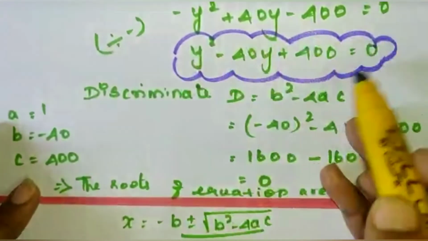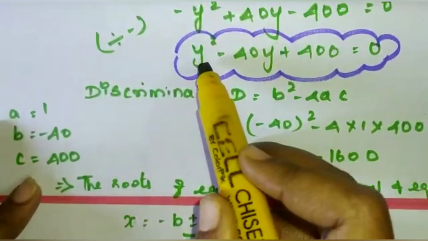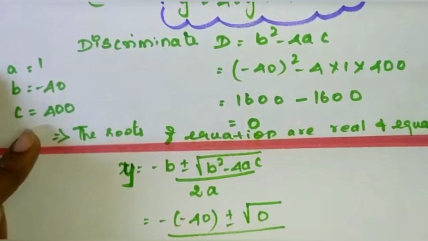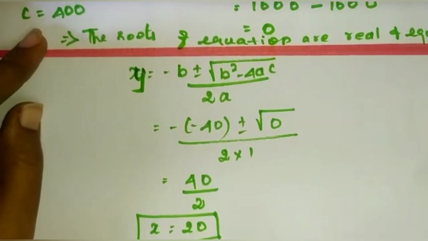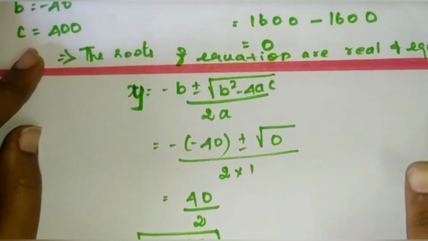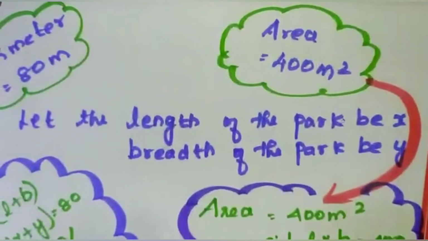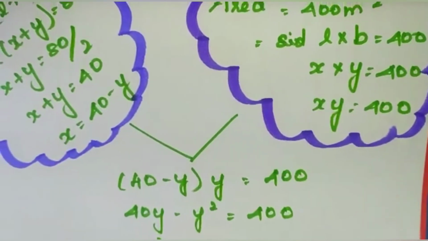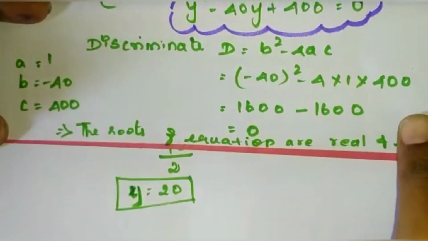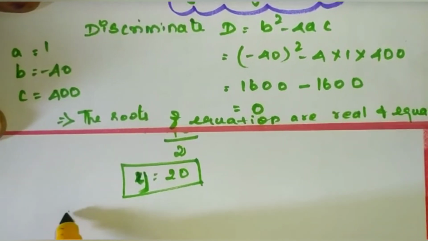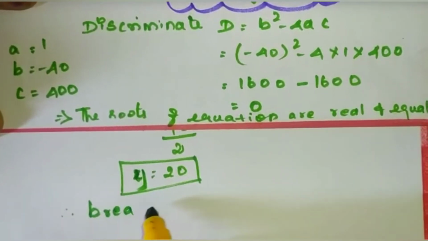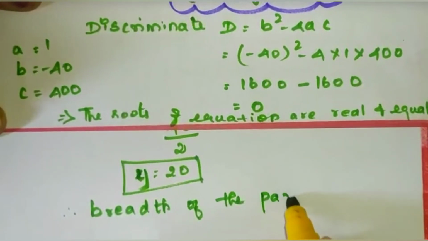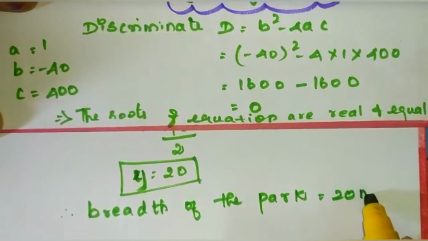This is the quadratic equation in the variable y. So here don't write x, write y. Clear all of you? Next, here also write y. y is what? y is the breadth value. y is the breadth value. Therefore the breadth of the park is equal to 20 meter.